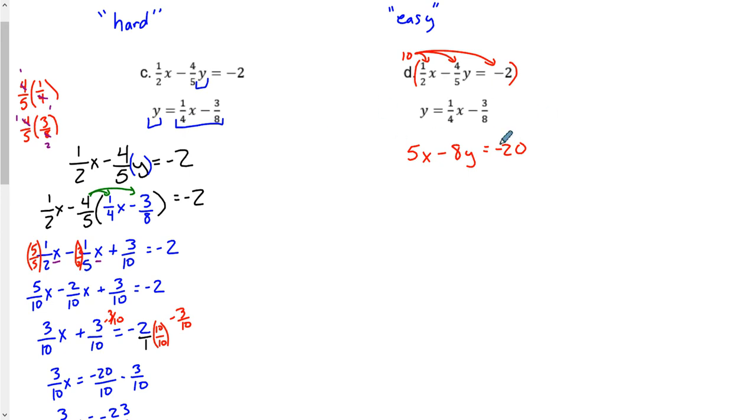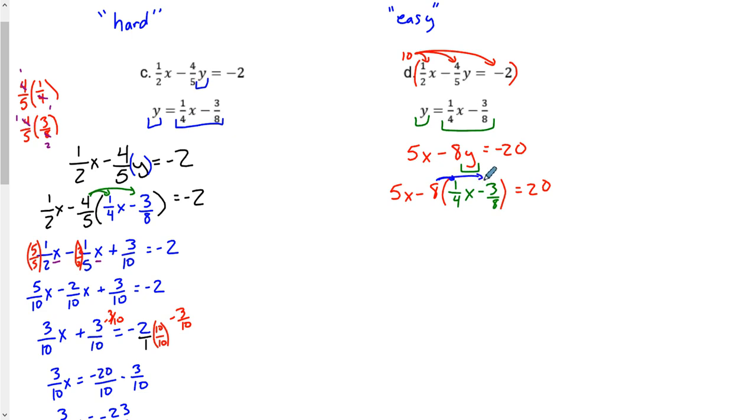I could technically do the exact same thing here. But now that I've gotten rid of my fractions here, I could take my y, which is 1/4 x subtract 3/8, which has that y all by itself, and I can plug it in for the y. 5x subtract 8. Y is 1/4 x subtracting 3/8. Well, that equals -20.